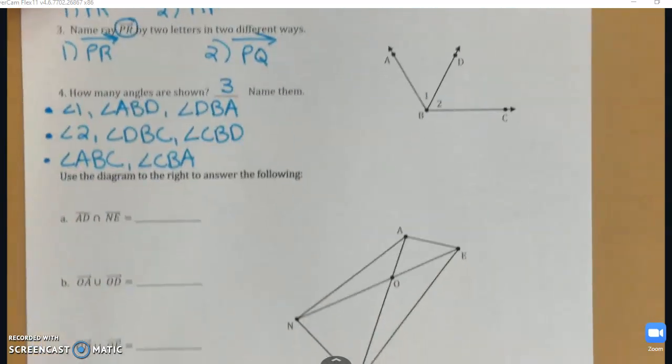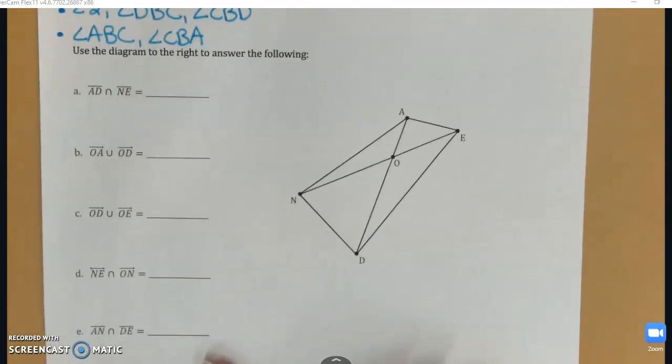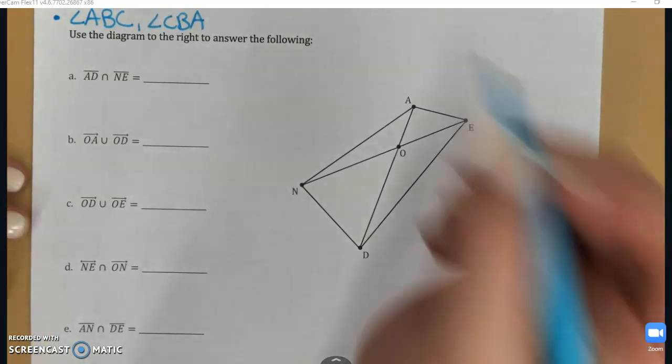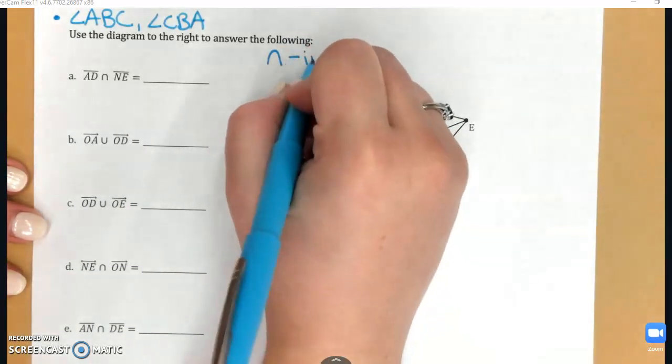What we're moving into now at the bottom is new material, and this is called intersection and union problems. So what we first need to review is the different symbols. So what looks like a little upside down U, this means intersection.